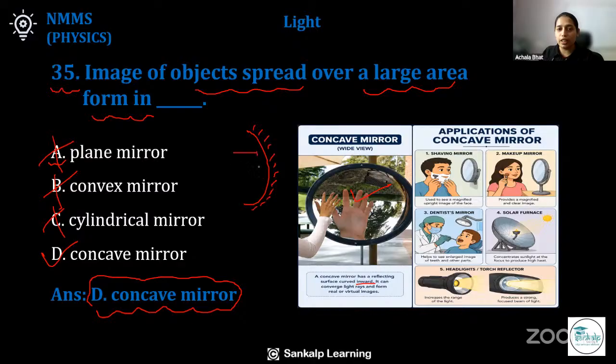This is reflecting surface and form real and virtual images. So it is applications of concave mirror, where these concave mirrors are used in shaving mirror, makeup mirror, and dentist mirror, solar furnace. Since they converge all light rays, it is used in solar furnace and headlights on torch reflector. Concave mirror is correct.